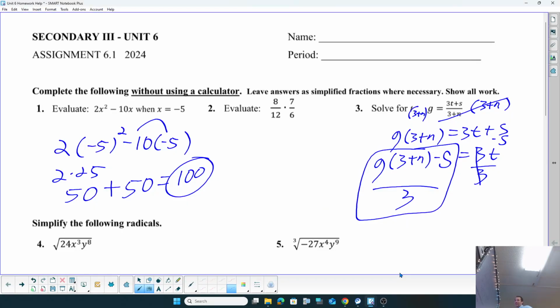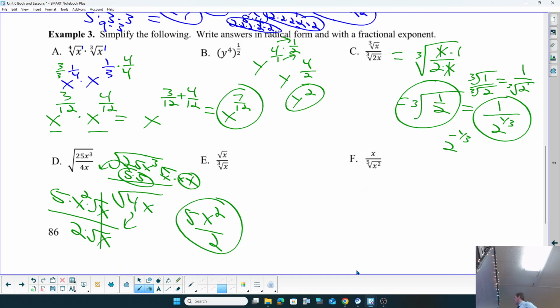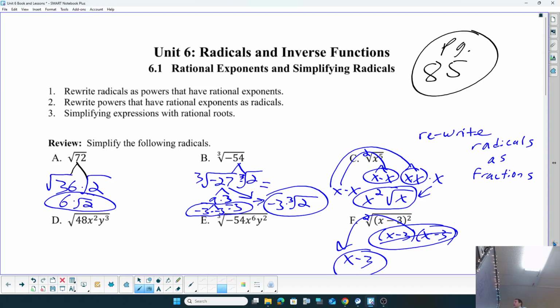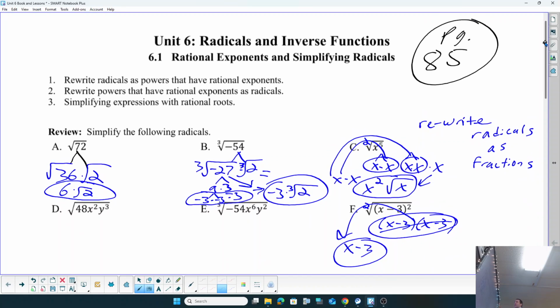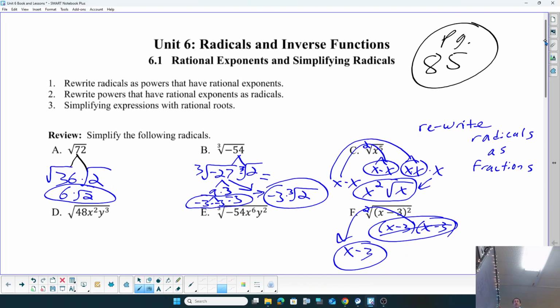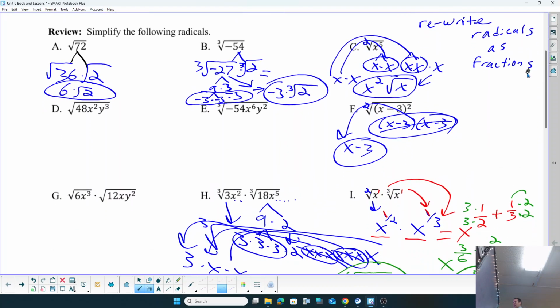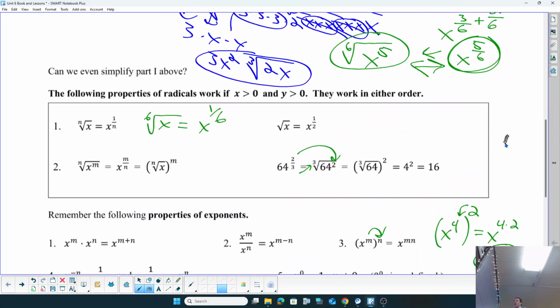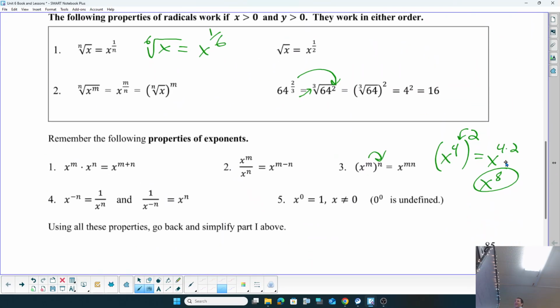Let's see here. We are working on 6.1 right now. It's kind of a review unit, but maybe some new stuff in there for you. This has to do with square roots and radicals. In our lesson, we learned some different properties. This is page 85 in our notebook.